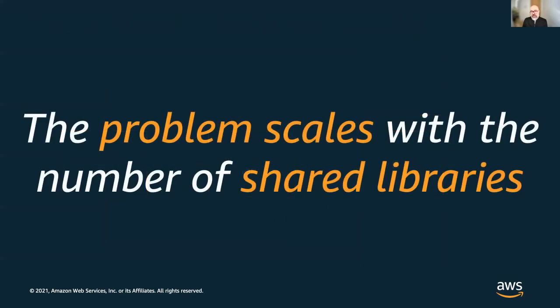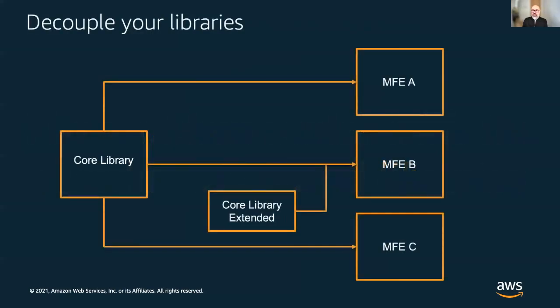So the problem scales with the number of shared libraries. So if you have just one, okay, maybe somehow you can handle it. If you have tens of them, good luck, because it's going to be a nightmare. So the reality for me is trying to understand if you really need this kind of core library. And if you really need it, and there are situations like a design system, for instance, where it is definitely needed.